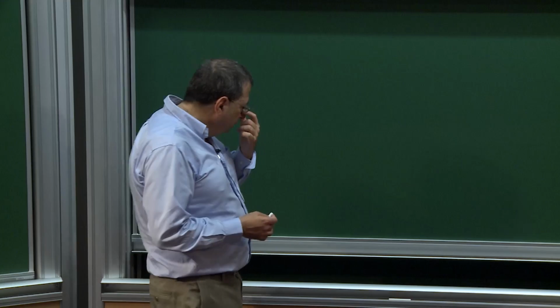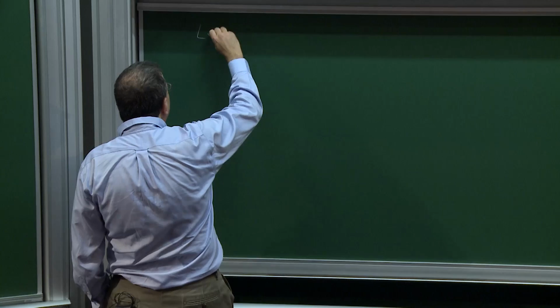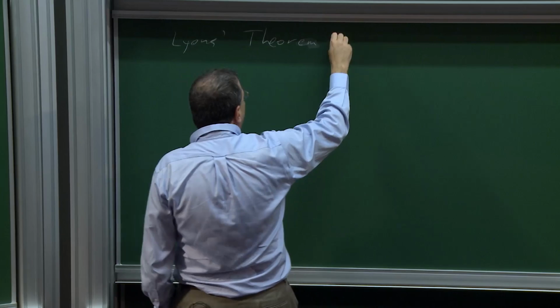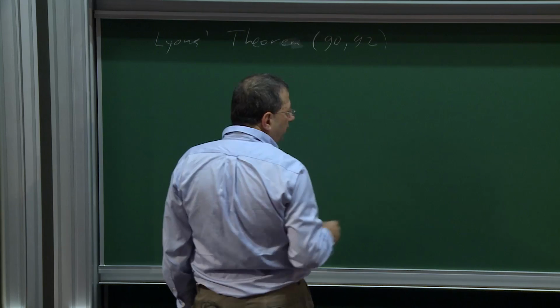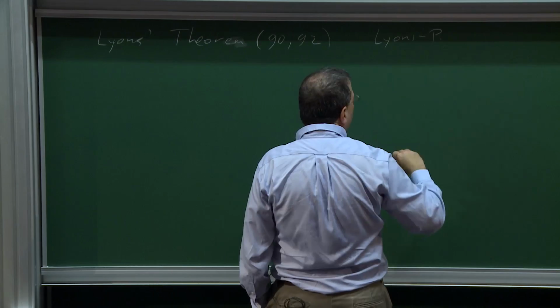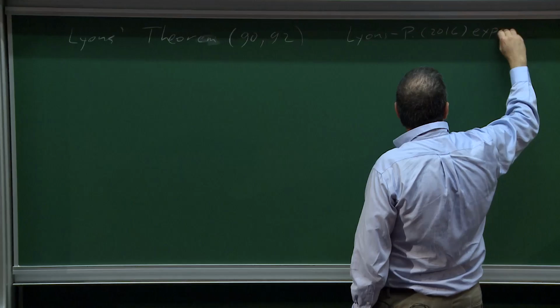So I want to tell you about Russ Lyons' theorem, which was first published in '92 in the Annals of Probability, that is the paper I'm referring to. And you can also find an account of this in my book with Russ, which is about to appear in Cambridge University Press. So you can find some exposition of this theory. But the original papers of Russ are very well written.